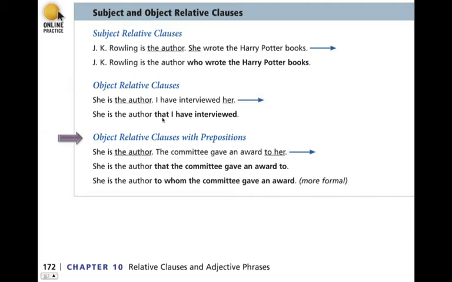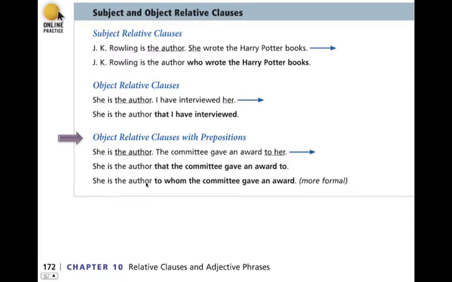Object relative clauses with prepositions. She is the author. The committee gave an award to her. She is the author that the committee gave an award to. That, the committee, subject, gave, verb, transitive, an award, direct object, to that person, indirect object.